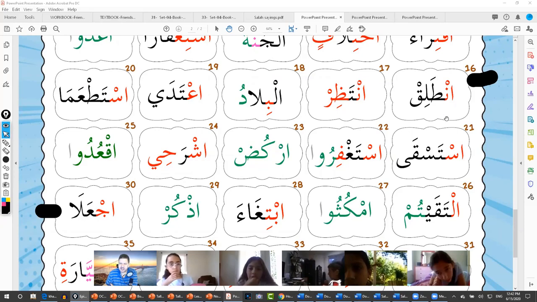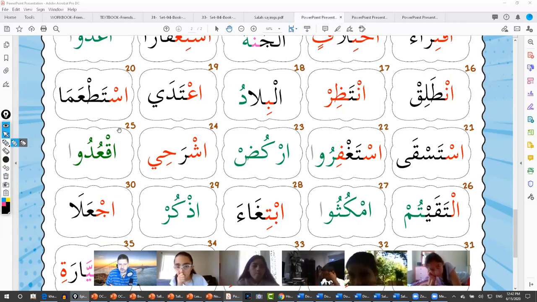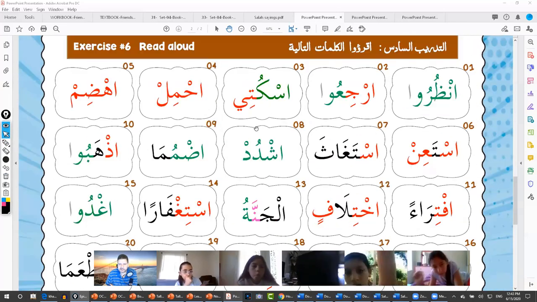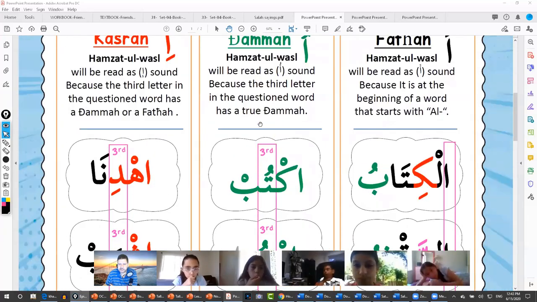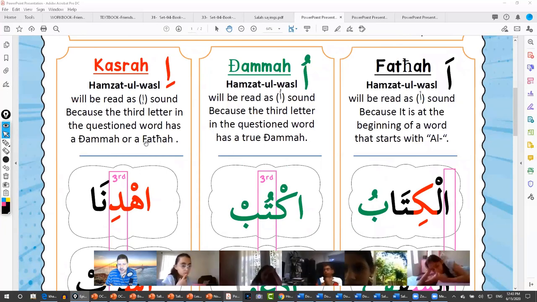I say E. Why E? The third letter has fatha. No, if the third letter has fatha or kasra, I will say E. Again, how do you know this? When you go to the first page, we mention all of this. The first page here, we said, we say E if the third letter has fatha or dhamma.